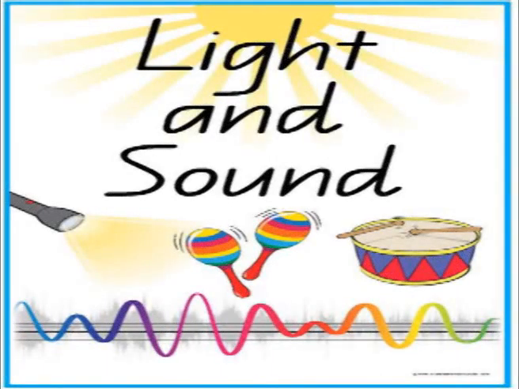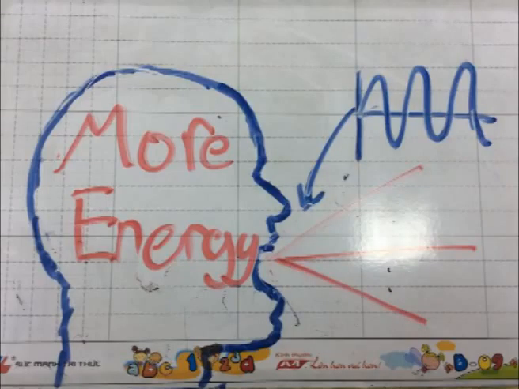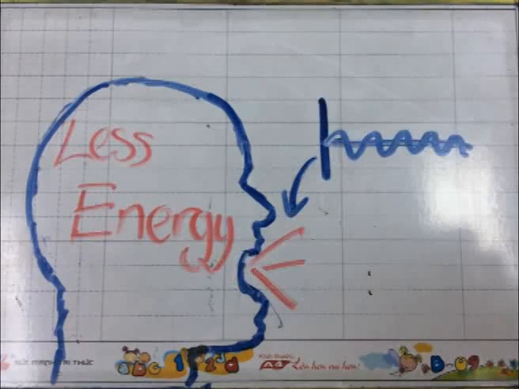Coming up next is light and sound. This is a model of a wave. The distance between each wave is called a wavelength. From the medium to the crest, the top of the wave, or to the trough, the bottom of the wave, is called amplitude. The amplitude depends on the energy used. For example, if you use more energy to talk, it will be louder. If you use less energy, then you will sound quieter.